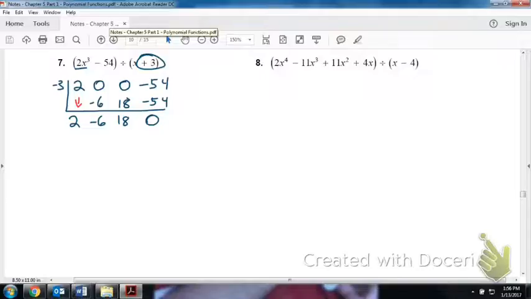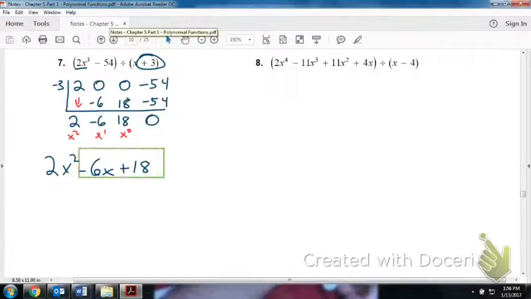So we'll pair these up. This is my x to the 0, this is my x to the 1, this is my x to the 2, which you don't have to write those little x's right there. So my answer is 2x squared minus 6x plus 18. So 2x cubed minus 54 divided by x plus 3 is that right there. All right, now number 8 I do want you to try on your own. Take a second, try number 8 on your own, then come back and watch the video, okay?